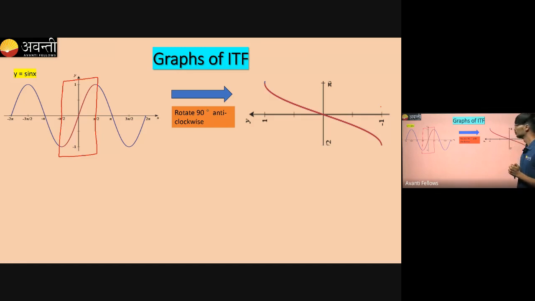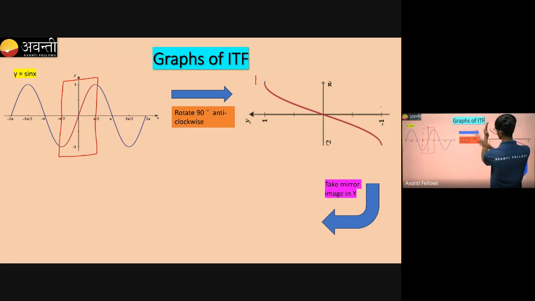Now for step two. What is step two? After step two, we'll get the graph of inverse sine. Take the mirror image in Y. So if I place a mirror here and I take the mirror image, basically this will come to this. How will it look? I hope you can imagine it. This function will just be mirror imaged like this.